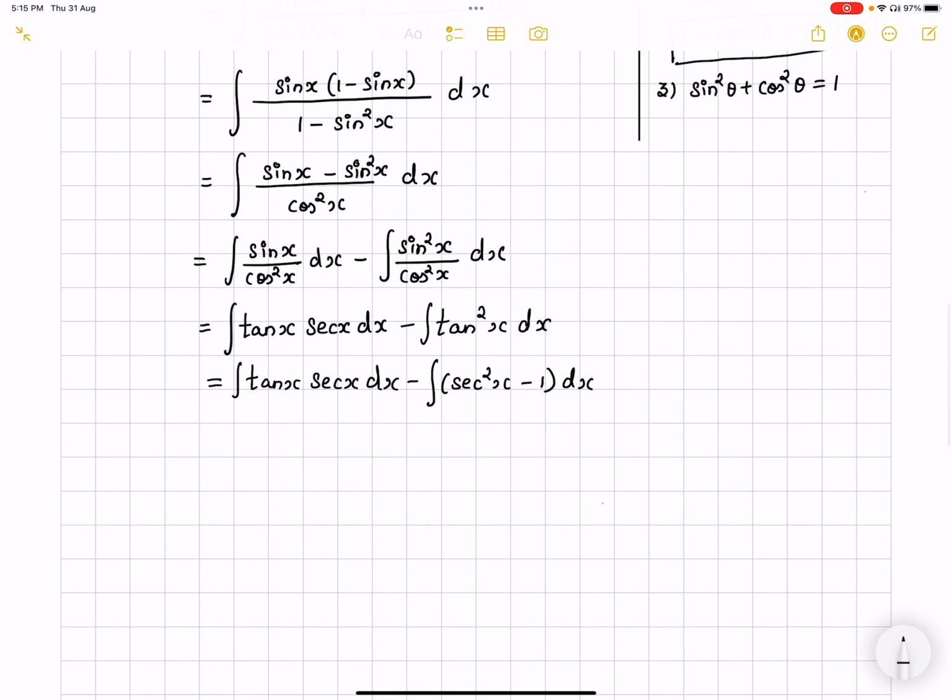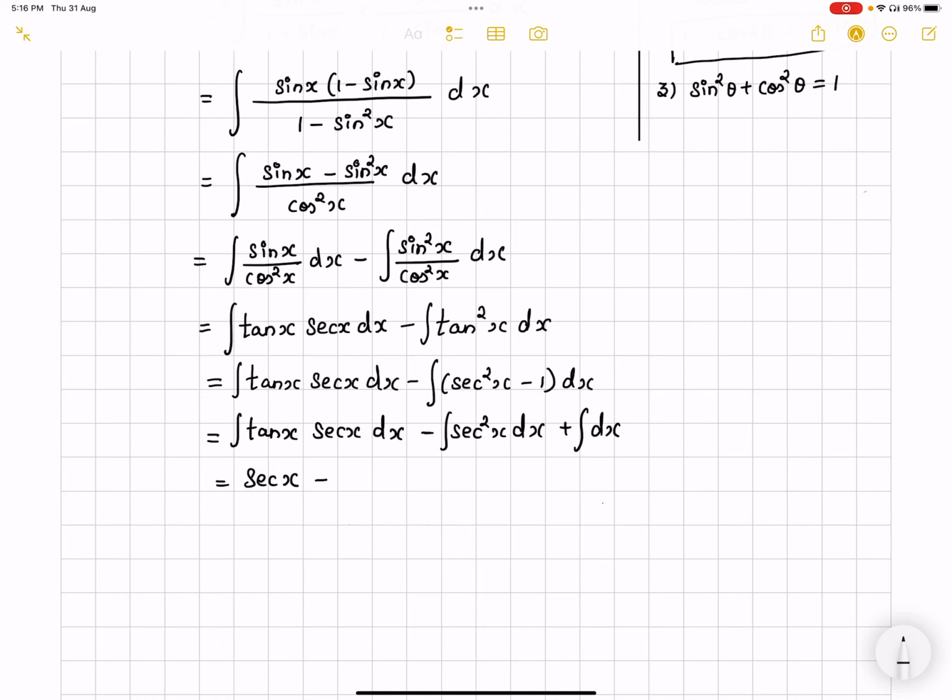So now here, finally, let me go ahead with the integration. We have integral tan x secant x dx minus integral secant square x dx plus integral dx. So this is going to be: integral tan x secant x, this one, is going to be secant x.